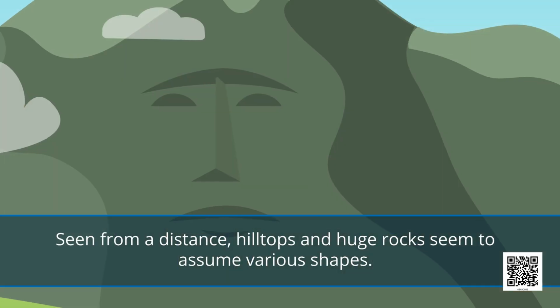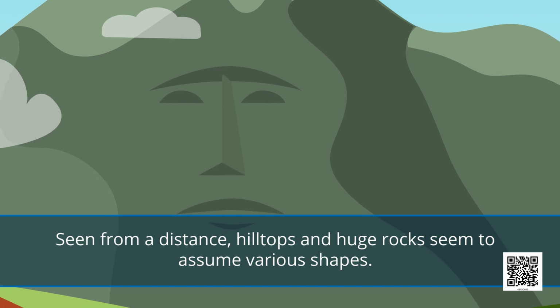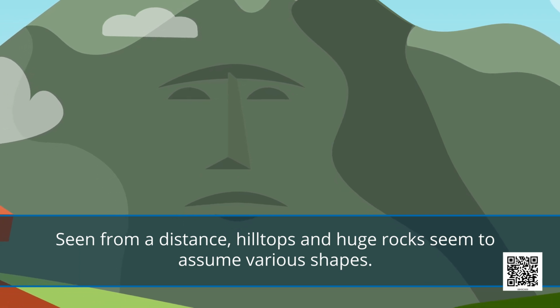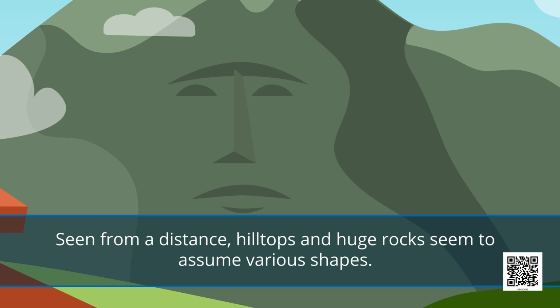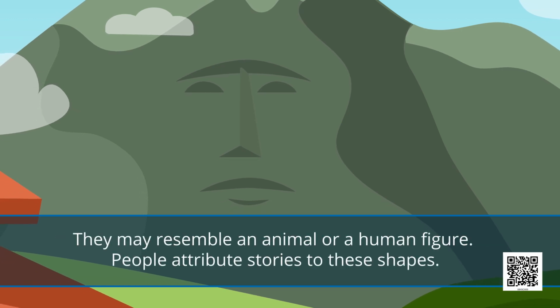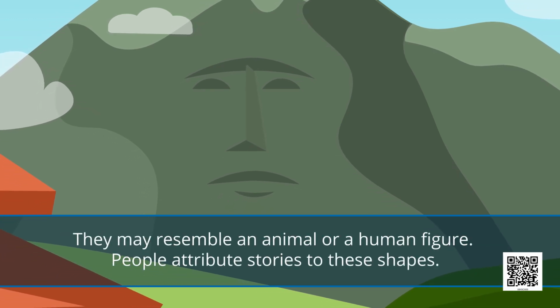Also, this chapter is a classic piece of American fiction, juxtaposing the mellowness of humanism with the magnificence of art. So, without much ado, let's begin to read the chapter The Great Stone Face Part 1. Before you read: seen from a distance, hilltops and huge rocks seem to assume various shapes. They may resemble an animal or a human figure.